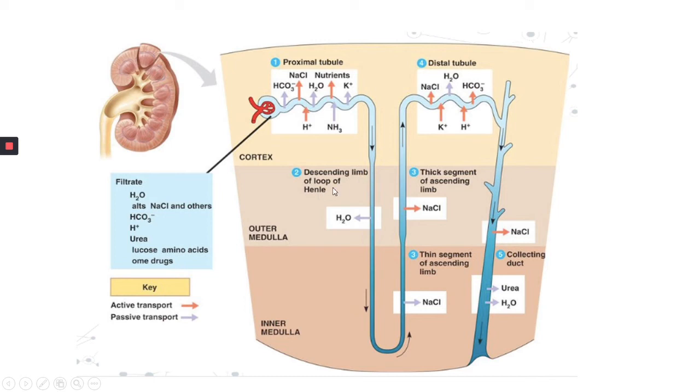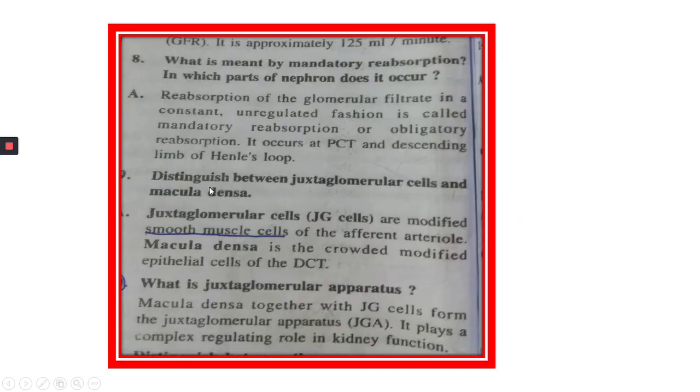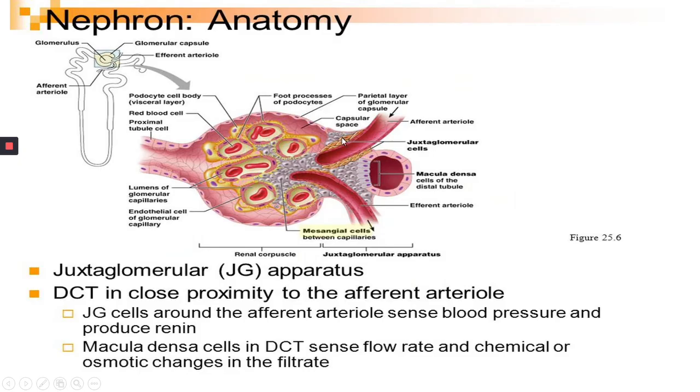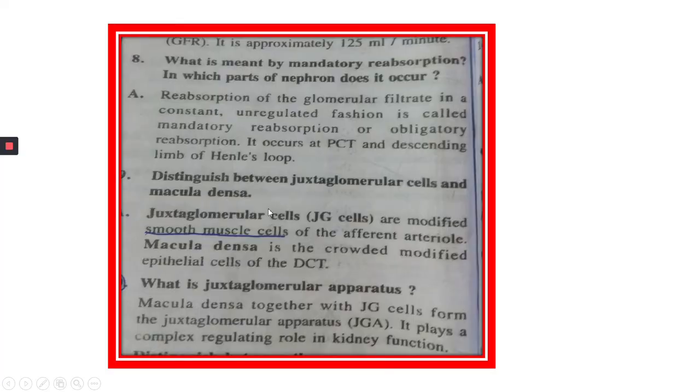Come to the next one. Distinguish between juxtaglomerular cells and macula densa. JG cells are the modified smooth muscle cells of the efferent arteriole. You can observe here the JG cells; this is the efferent arteriole. In the wall of the efferent arteriole there is smooth muscle, and the smooth muscles are modified into juxtaglomerular cells. What are they? They are modified smooth muscle cells of the efferent arteriole.